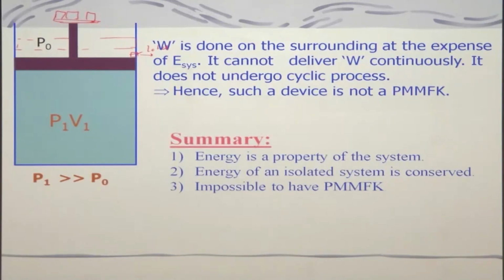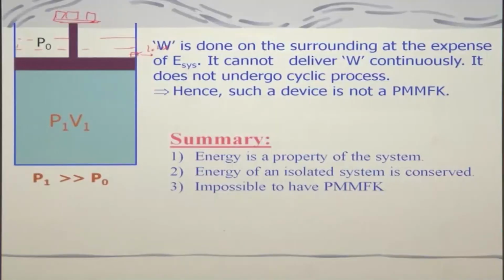In summary, what I can say is that energy is a property of a system, as we have seen. The energy of an isolated system is conserved. It is impossible to have a perpetual motion machine of the first kind, that is, one that does work without absorbing any energy. So, these are the things we have seen. We have seen that the first law of thermodynamics is applied for a cyclic process.